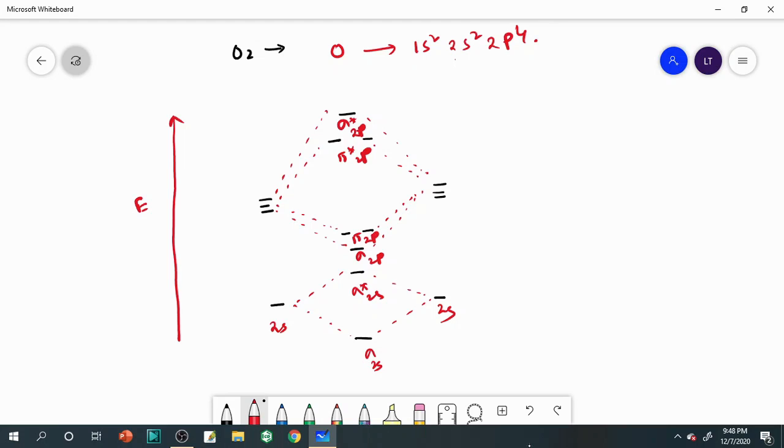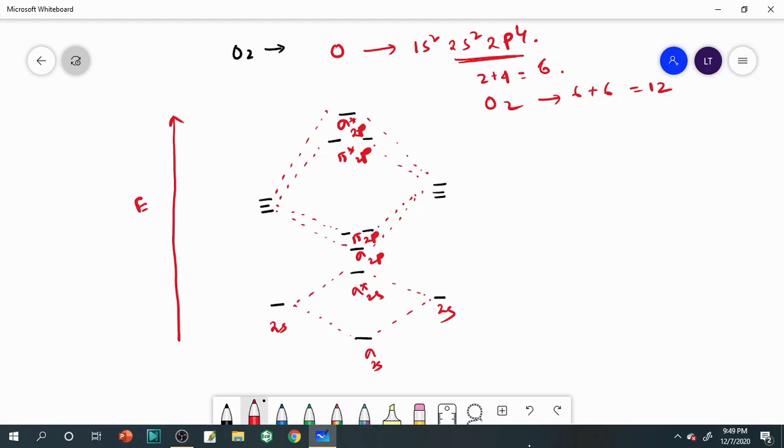So in the valence shell, that is in the 2s and 2p, how many electrons occur? It is 2 plus 4 is equal to 6 electrons in the valence shell. So each atom will contribute 6 electrons. So in the O2 molecule, in the valence shell there occur 6 plus 6 is equal to 12 electrons.